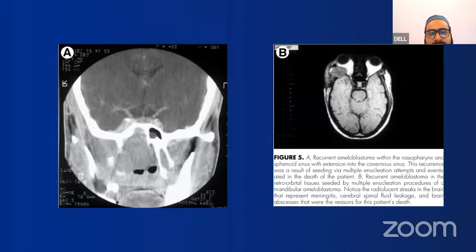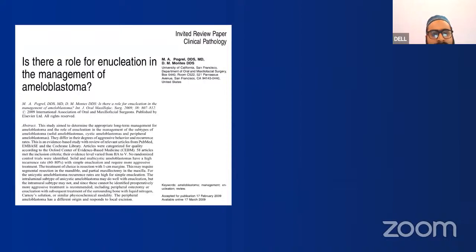Now, as we can see, ameloblastoma can spread intracranially and retroorbitally in these cases. So now, is there a role for enucleation of this tumor? In solid multicystic type, the ideal treatment, the gold standard, is to resect the mandible with 1 to 1.5 centimeter of margins all around.